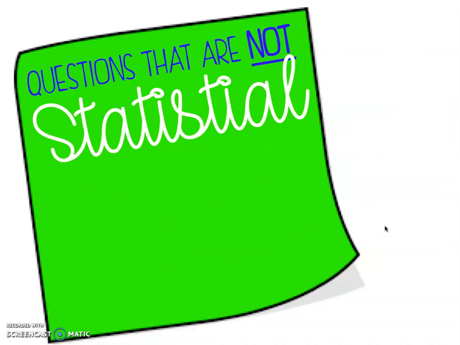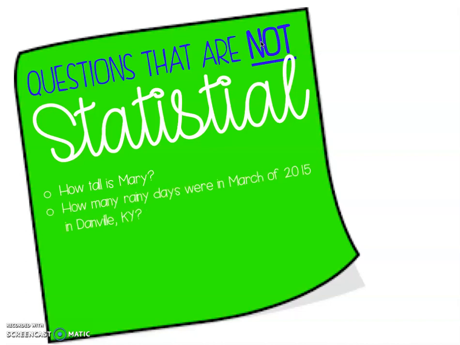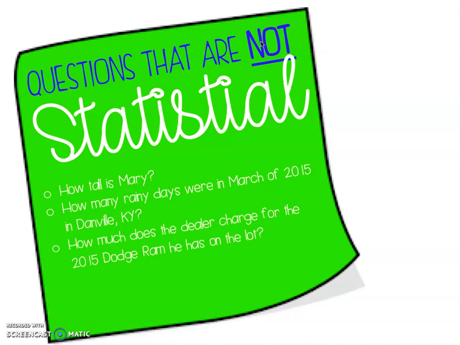Okay, so on the other hand, here are some examples of questions that are not statistical. How tall is Mary? We can answer that with one answer. Mary is 5'4". One answer. How many rainy days were in March of 2015 in Danville? There were 12 rainy days. That's one answer. How much does the dealer charge for the 2015 Dodge Ram? He charges $45,000. One answer. What was Jason's score on the last math test? Jason got a 90%. So all of these questions that are not statistical only produce a single answer.